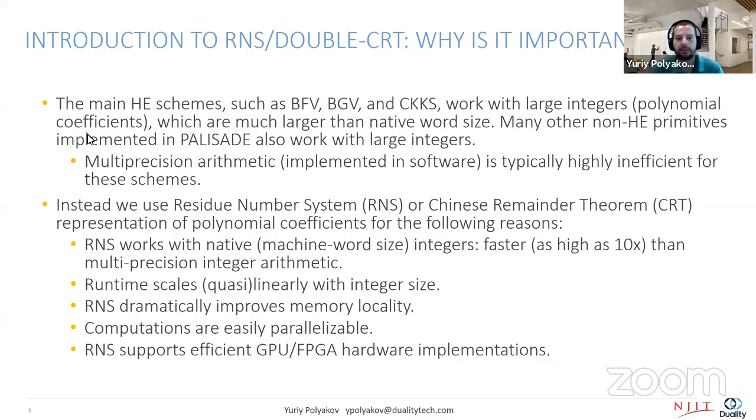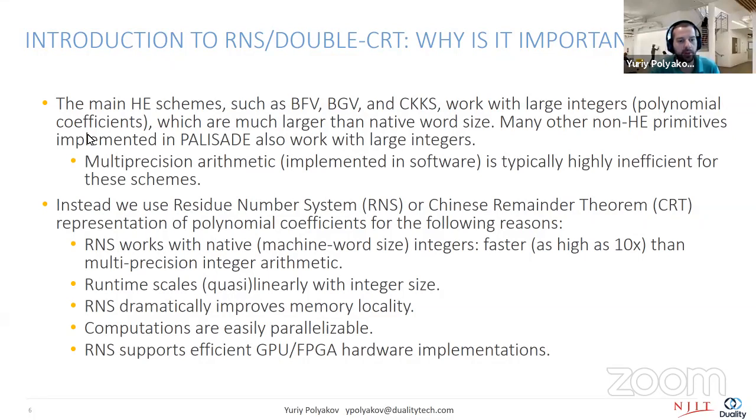So now, instead, we use the residue number system or Chinese remainder theorem representation, sometimes referred to as transfer representation, of polynomial coefficients. And we do it for the following reasons. First, RNS works with so-called native integers, the ones that fit in the machine word size. And we saw from the performance perspective that could speed things up by 10x or so. Also, the nice aspect of RNS is that the runtime scales almost linearly with integer size, which is important as we get into deeper computations.